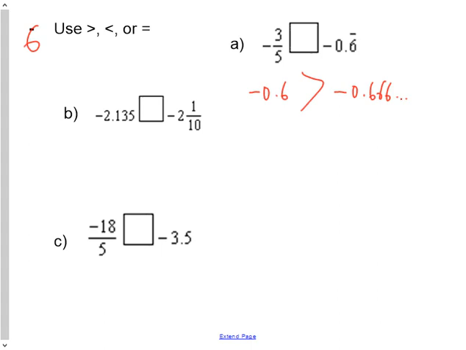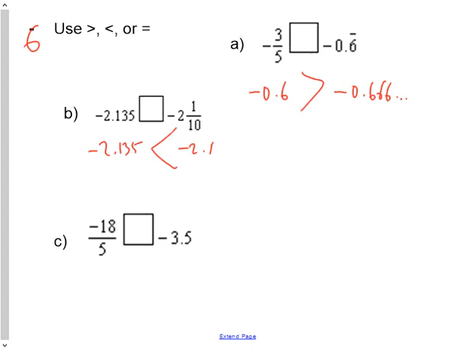Your next one, negative 2.135, and negative 2 1/10. The closer it is to 0, the greater it is. Therefore, negative 2.1 is greater because it's closer to 0.